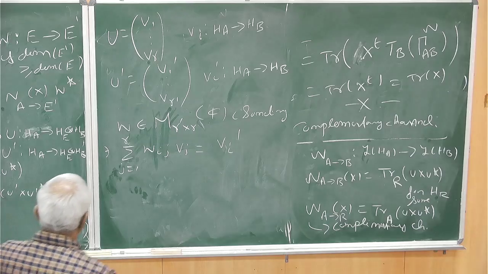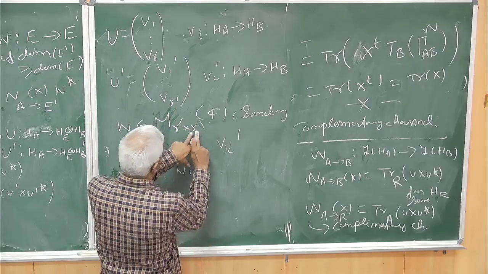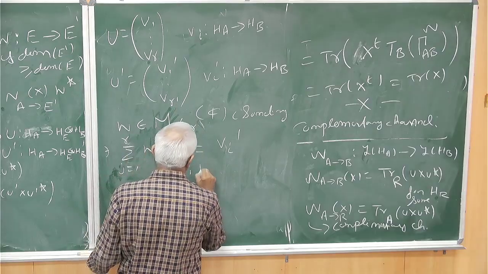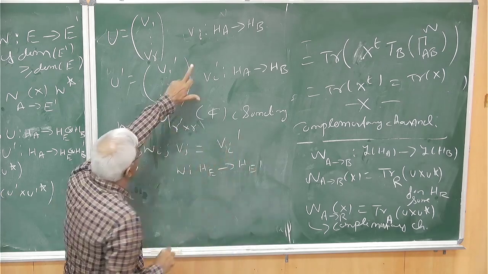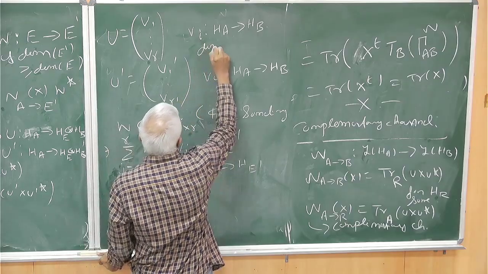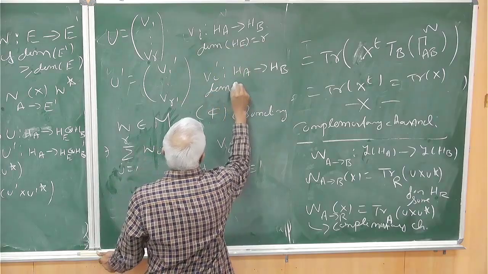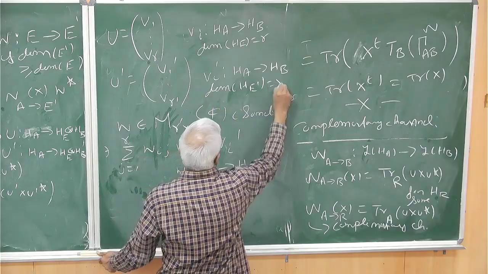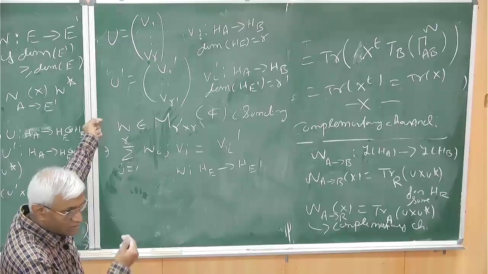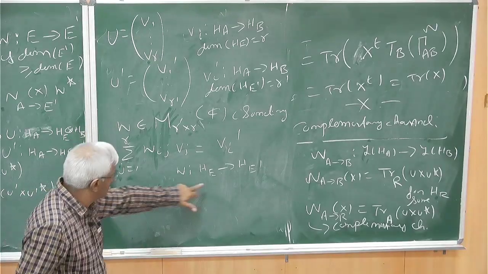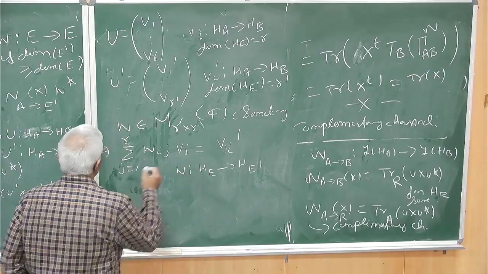Now W is from, I mean, this is the dimension of this. You can consider W as a map from He to He prime, where the dimension of He is equal to R and the dimension of He prime is equal to R prime. Right? That's how we constructed, if you remember, the so-called Stinespring dilation. So this W should intertwine that. How will it intertwine that?